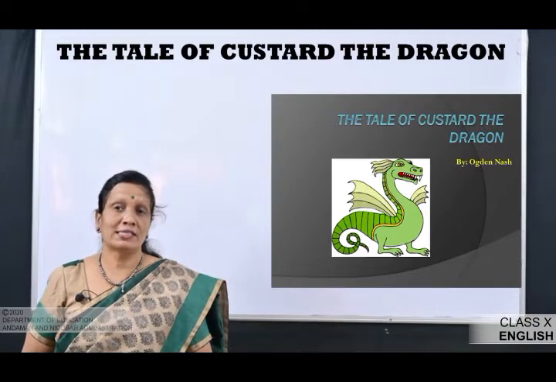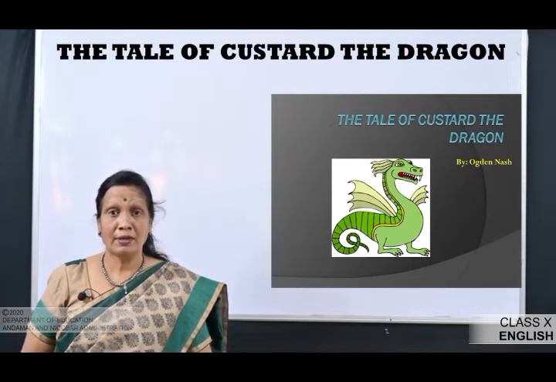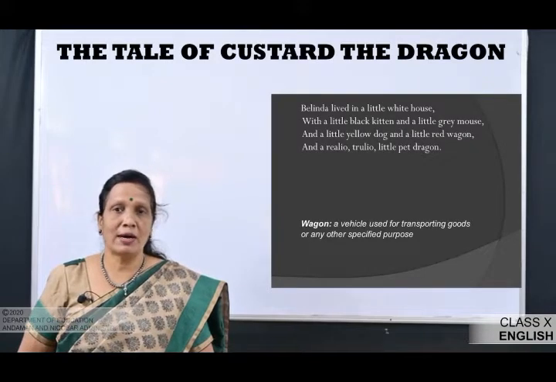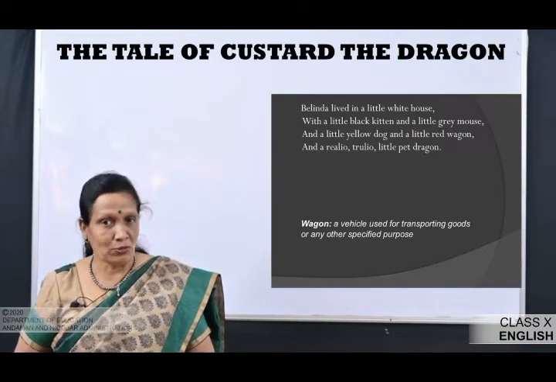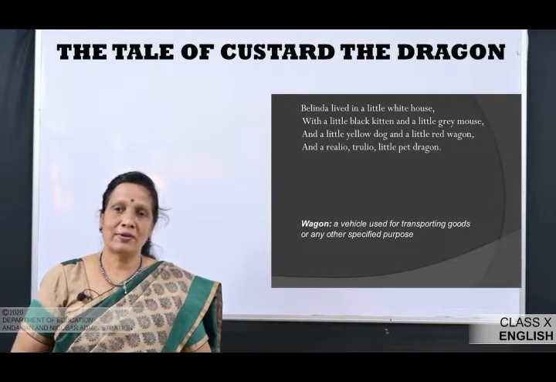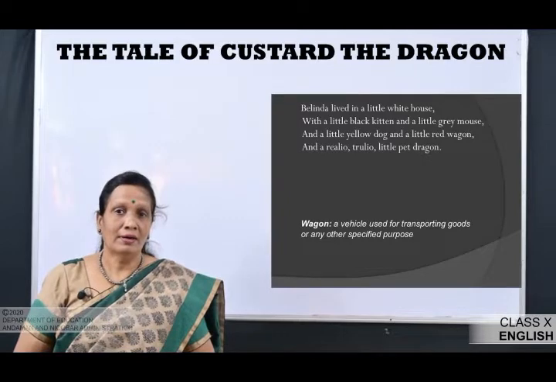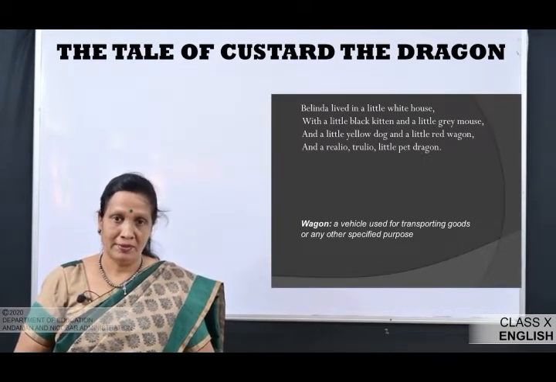The Tale of Custard the Dragon by Ogden Nash. Belinda lived in a little white house with a little black kitten and a little grey mouse and a little yellow dog and a little red wagon, a realio, trulio, little pet dragon.